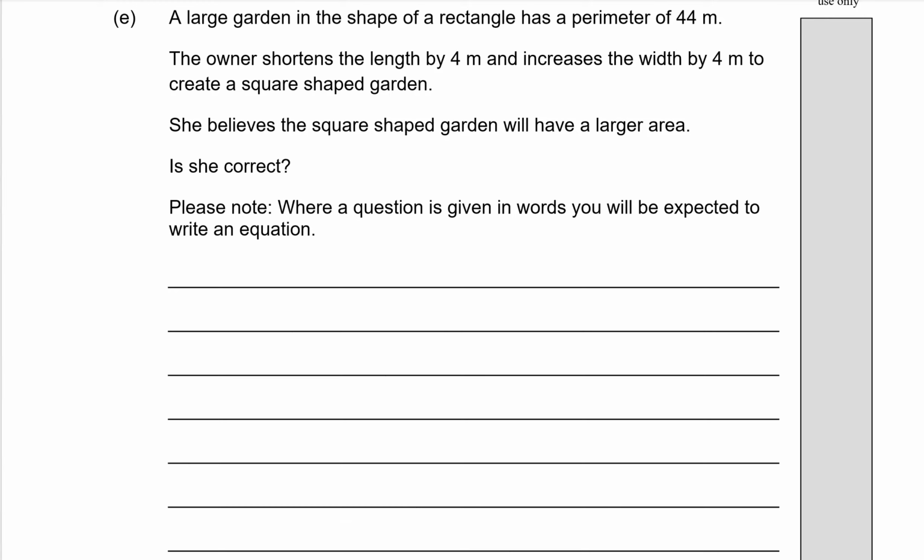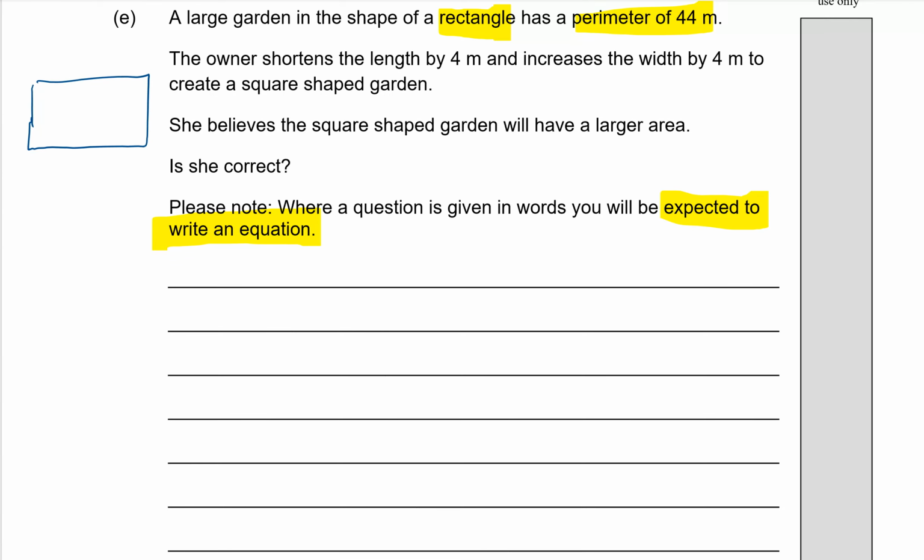Now this question here, you can actually solve it just using numbers, but they've told us you will be expected to write an equation. So, we are going to do that. We'll start with the first bit of information. A large garden in the shape of a rectangle has a perimeter of 44 metres. A rectangle is actually a clue.